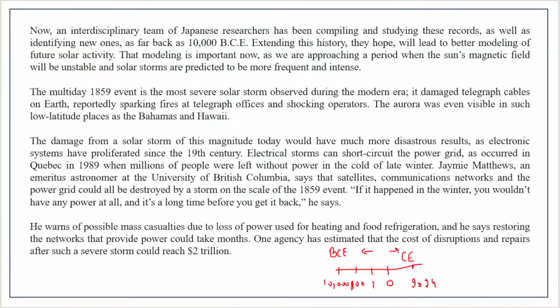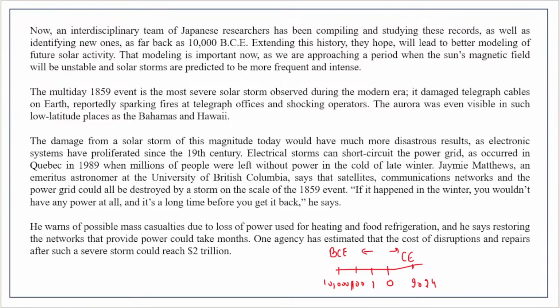Electrical storms can short circuit the power grid, as occurred in Quebec in 1989 when millions of people were left without power in the cold of late winter. अगर इलेक्ट्रिकल स्टॉर्म्स हों तो उनसे पावर ग्रिड शॉर्ट सर्किट हो जाएगा और लाइट इलेक्ट्रिसिटी विल बी कट. ओके, देयर विल बी नो पावर. और क्यूबेक में ये हुआ था 1989 में. And what was the result? That millions of people who lived there were left without any power, and it was such a cold winter. उस टाइम पे it was a cold winter time.